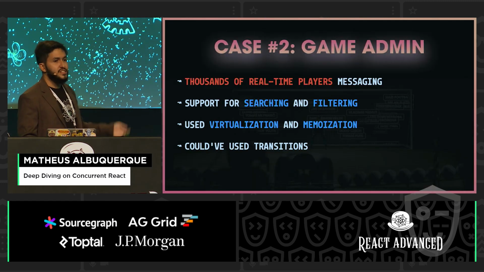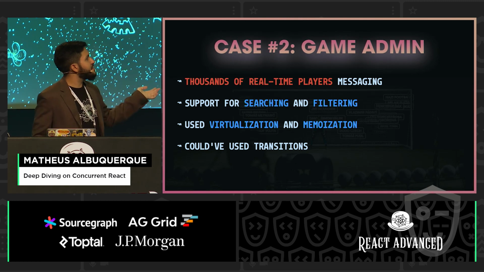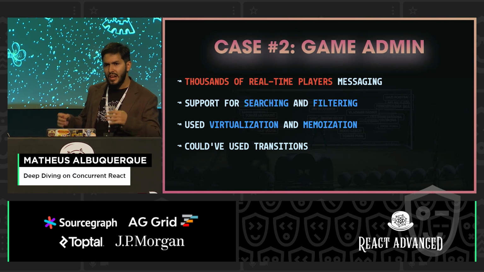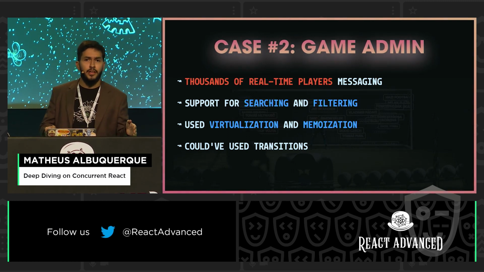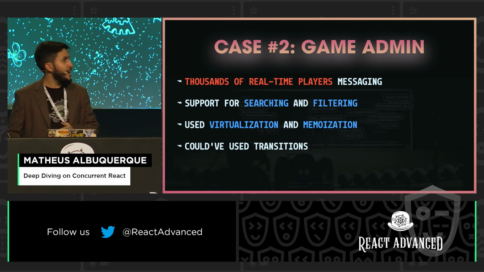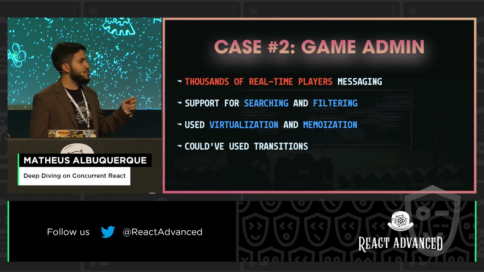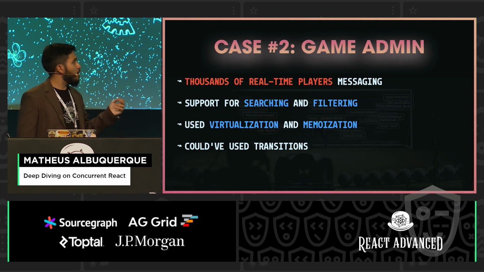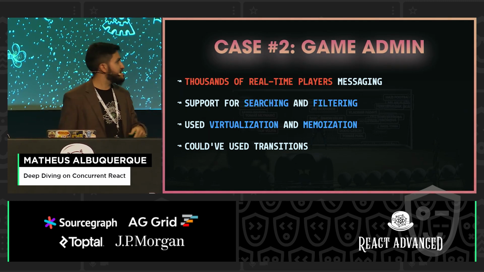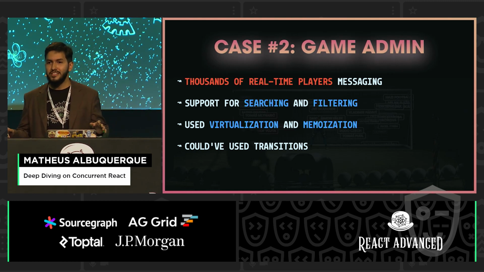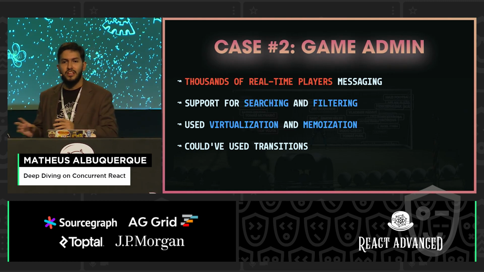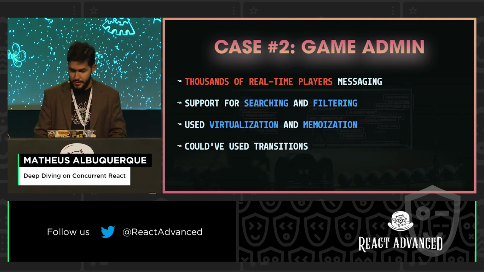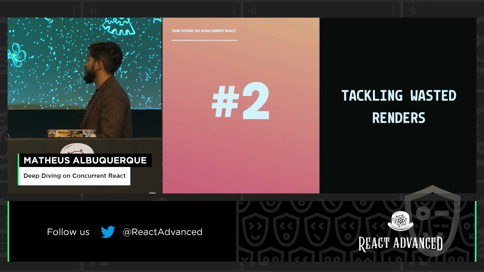Another example was an app I was building 3 years ago, something like that. It was the game admin panel for an online game where you have thousands of players sending thousands of messages. As an admin, you were supposed to search and filter all of those messages. So again, we had to fall back to virtualizing a lot of lists, and we overdid memoization everywhere with a lot of useMemos and a lot of callbacks. But we could have optimized some of that using transitions. Another thing is tackling wasted renders.